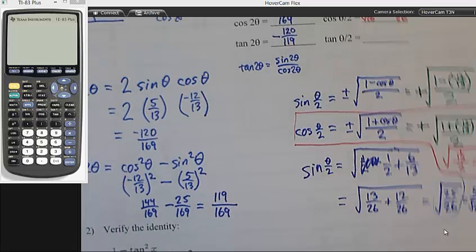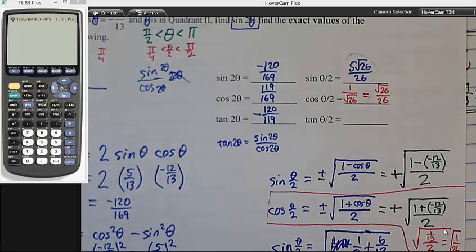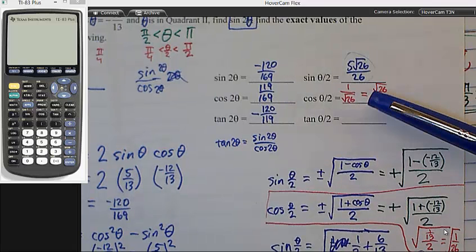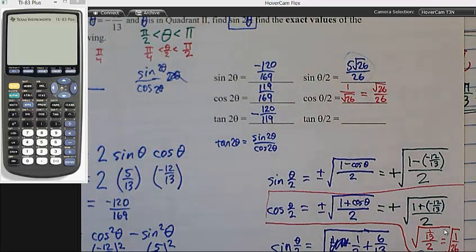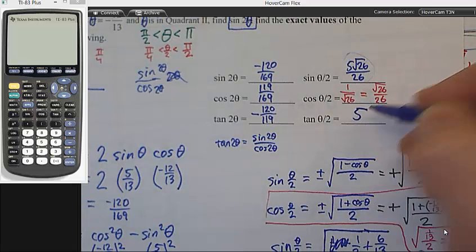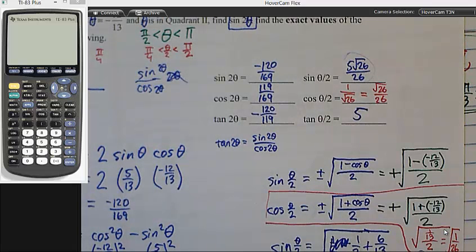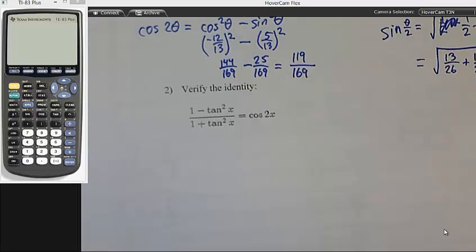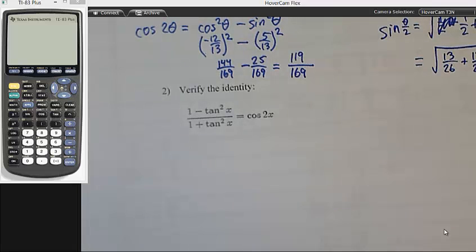Sure, I'm going to do sine over cosine for the tangent. So look, guys, I have 5 over the square root of 26 divided by 1 over the square root of 26. So the tangent ends up being 5. Okay, that's not hard. It's really the sines and cosines that I have to get. And let me do one more thing. Let me verify this identity with you.